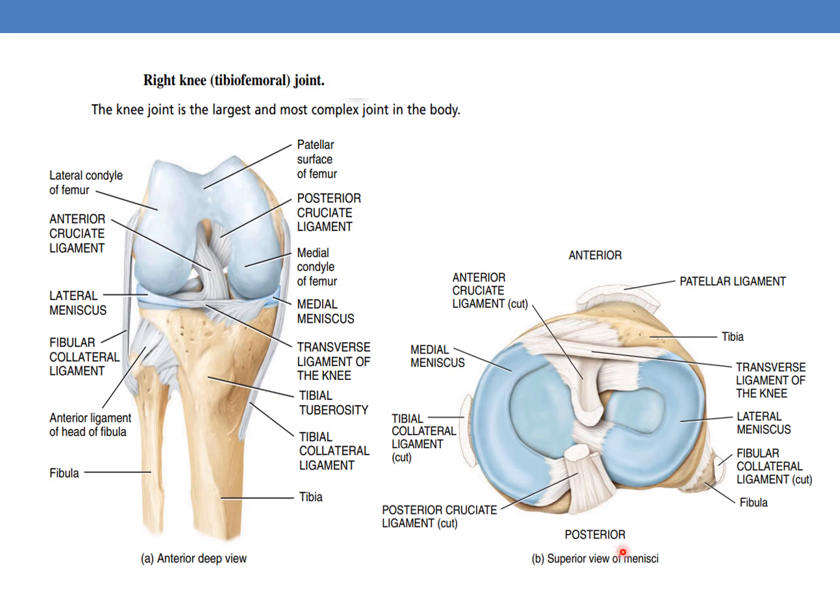This is the superior view of the meniscus. Here you can see the patellar ligament and this part is the anterior cruciate ligament. This is the medial meniscus and this is the lateral meniscus. And this is the posterior cruciate ligament.